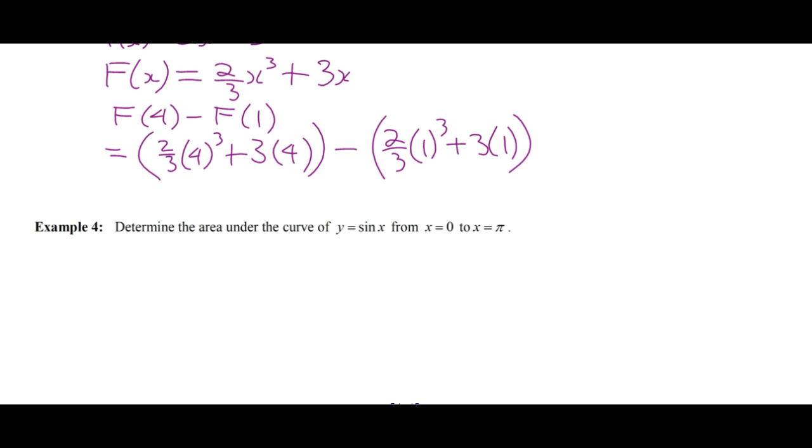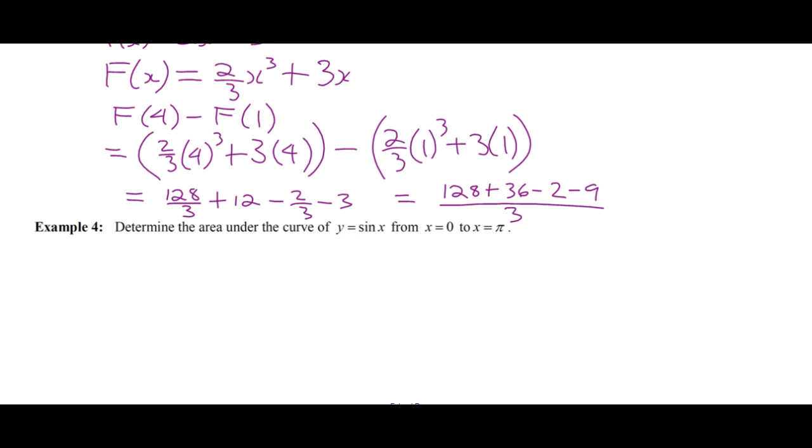So 4 cubed is 64. This would be 128 thirds plus 12 minus 2/3 minus 3. So that's just an expansion and working out some terms in there. If I want to add or subtract these, it would help if they had a common denominator, which would be 3. So I'm going to get 128 plus 36 minus 2 minus 9 all over 3.